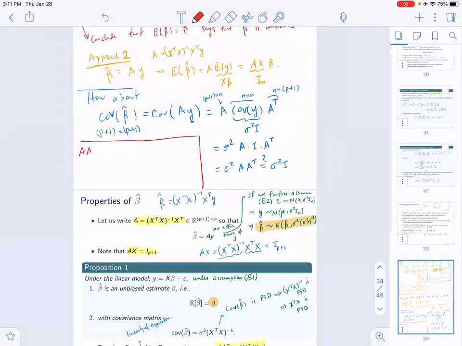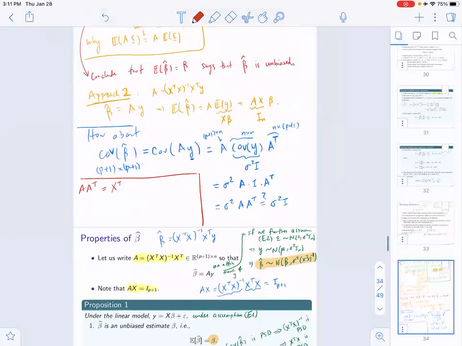So A transpose. A is X transpose X inverse X transpose. And then how do I take the transpose of this? I want the A transpose here.